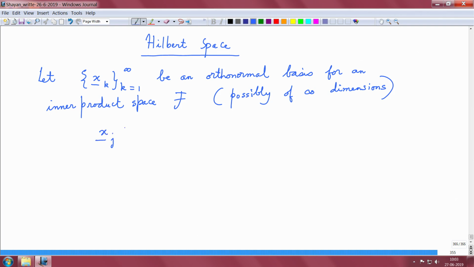I give you two vectors xj and xk. The inner product is defined by this notation, which is given by xj transposed xk, and since vectors xk, k equals 1 to infinity, form an orthonormal basis, this inner product is 1 when j equals k and 0 otherwise, right, and the 1 ensures the norm condition, the norm is 1, and it ensures that it is an orthonormal basis.